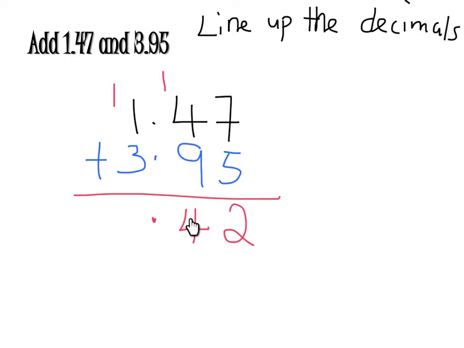My 10th place is all in one straight line. 100th place in a straight line. 1's place in a straight line. So I must make sure I lined up all my numbers. So then 3 plus 1 plus 1 will give me 5. So 1.47 plus 3.95 is actually 5.42. Okay, that's it. Simple, right?